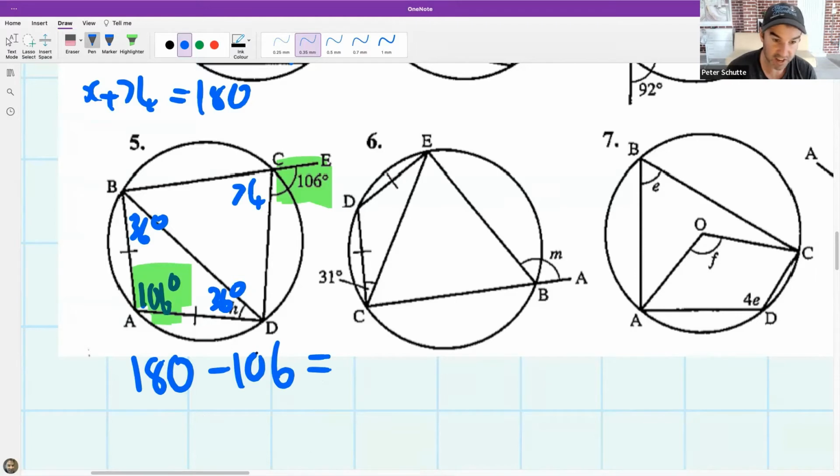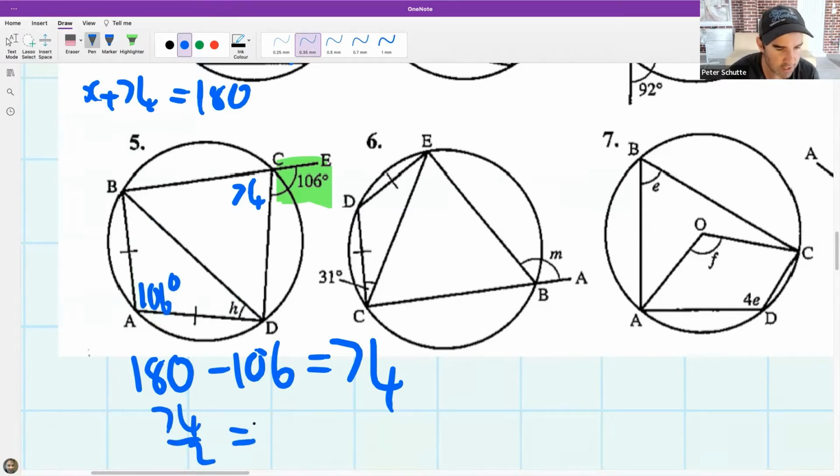See, guys, it's really good to always check your work. So now it's 4 to get to 110, so 74. And then we split the 74 into 2 pieces. And if we split 74 into 2 equal pieces, we should get 35, so 37.